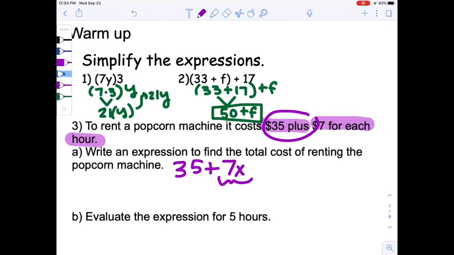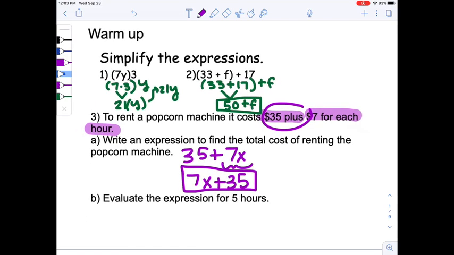Further on into the year, we are going to switch how we write this around, and we're going to write it with the variable and the number first, and then that constant number by itself at the end. So writing this as 7x plus 35. It's good to get in the habit of that.